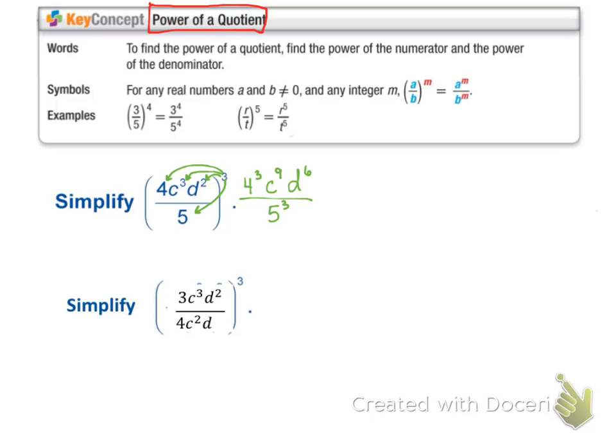Okay, let's keep simplifying. What else can we do? Well, 4 to the 3rd is 4 times 4, which is 16, times 4, which is 64. C to the 9th, D to the 6th. And 5 cubed is 5 times 5, which is 25, times 5, which is 125. Now, we always need to check to see if we can simplify this any further. We can't do anything with this part here. But this part of the fraction, it's possible I could do something. I need to see if I can simplify that.